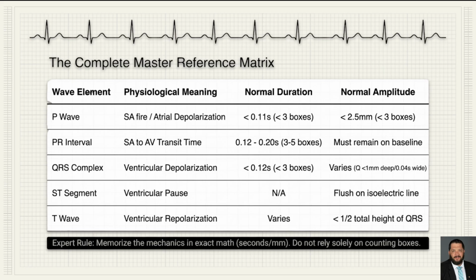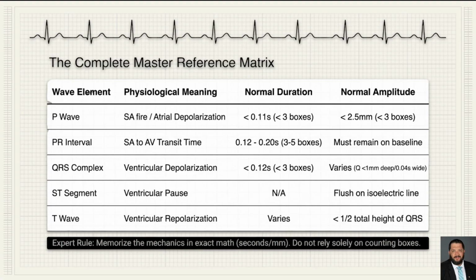Your QRS complex, this is ventricular depolarization. It should be less than 0.12 seconds, and it can vary in shape and size, and we use various capitalized and lowercase letters to denote the appearance of that complex. The ST segment, the period between the QRS complex and the start of the T wave, is the pausing period before repolarization starts in the ventricles. Your T wave is ventricular repolarization. The normal duration varies, but the shape should be consistent.